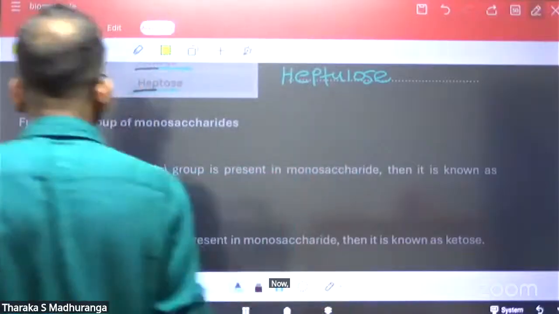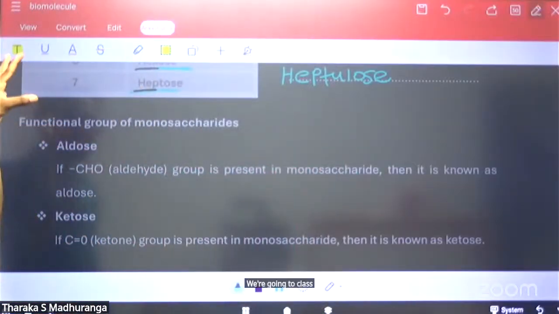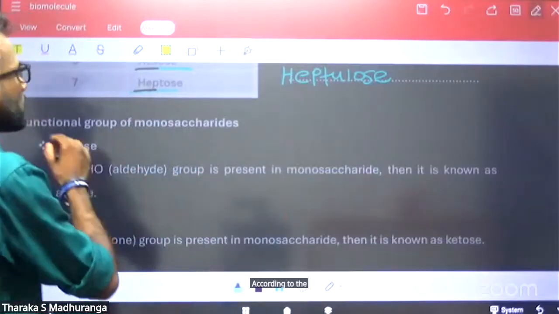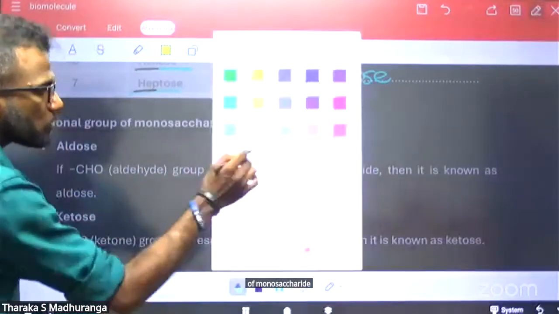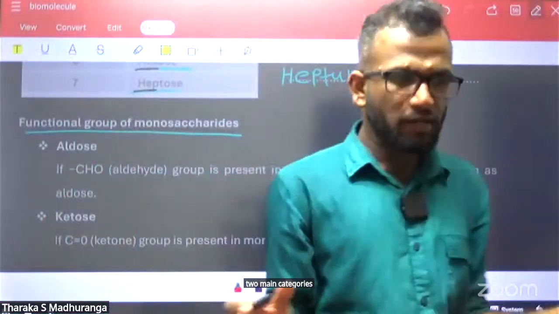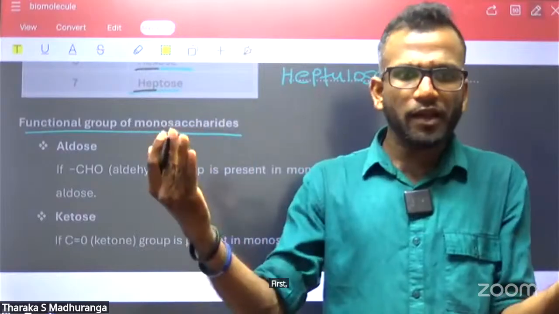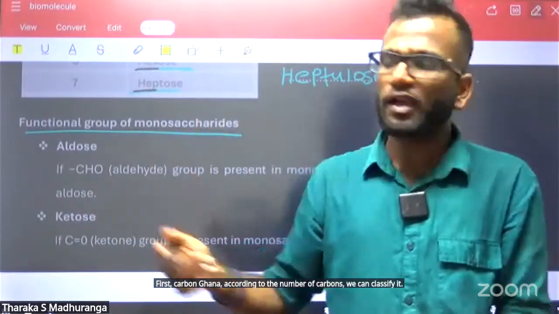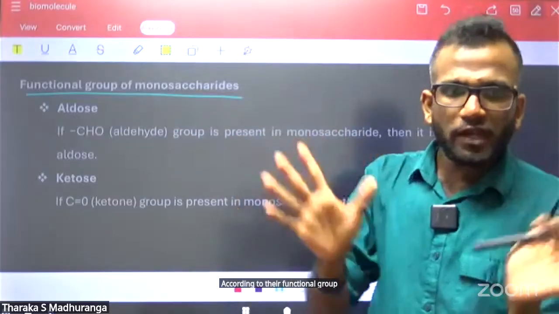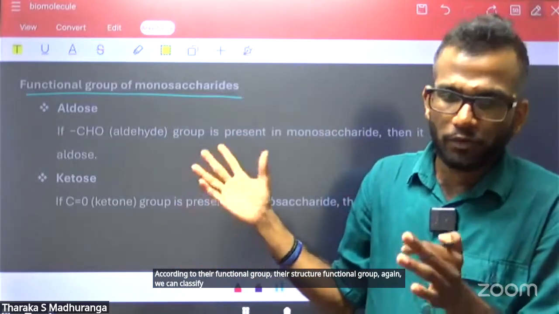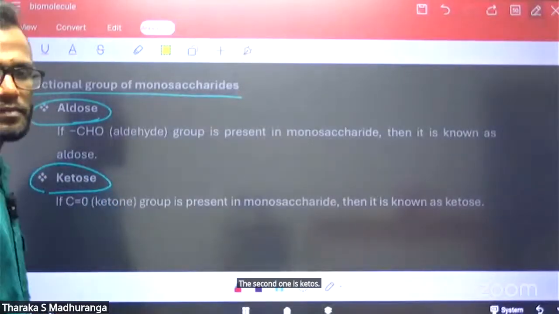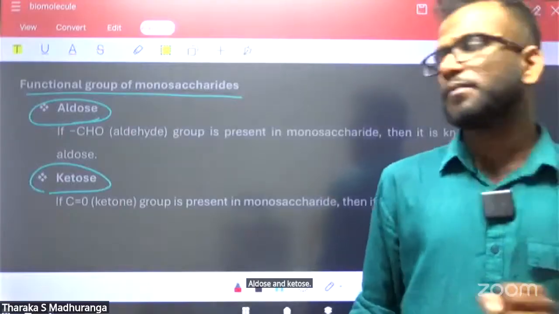Now we're going to classify monosaccharides according to their functional group. Don't take it as very complex. First, according to the number of carbons we classified them. In the second way, according to their structural functional group, we can classify monosaccharides into two categories. The first one is aldose, the second one is ketose.